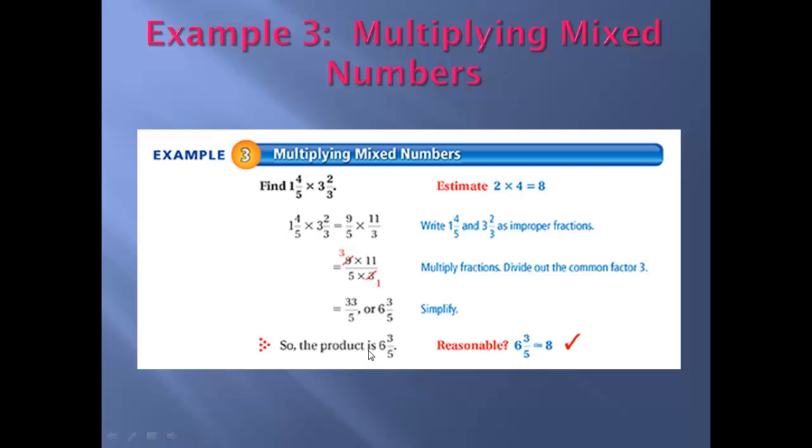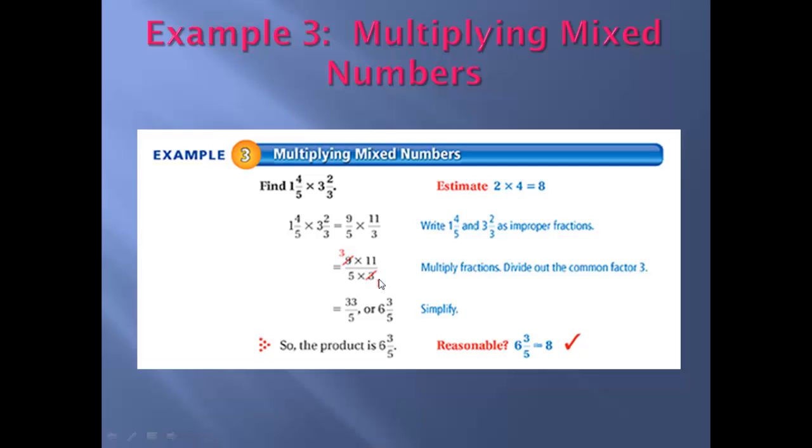For 1 4/5, we're going to be multiplying 5 times 1, which is 5, plus 4, which is 9, so we get 9/5. And for 3 2/3, we have 3 times 3, which is 9, plus 2 is 11, so 11/3. So we have 9/5 times 11/3. We're then going to multiply our numerators 9 times 11, and we're going to multiply our denominators 5 times 3. We then can look and see if we have anything to simplify.